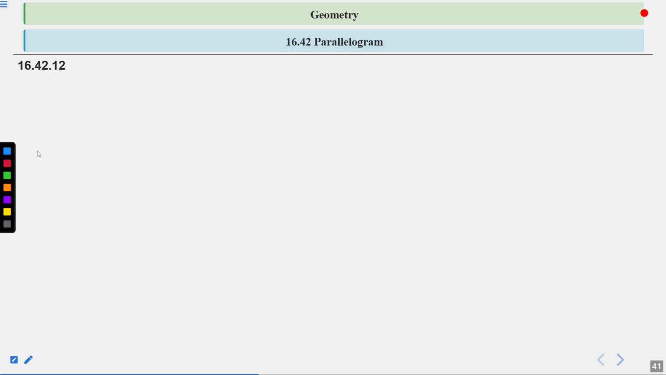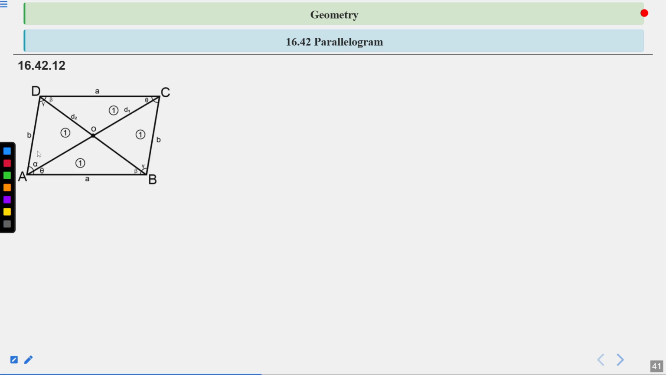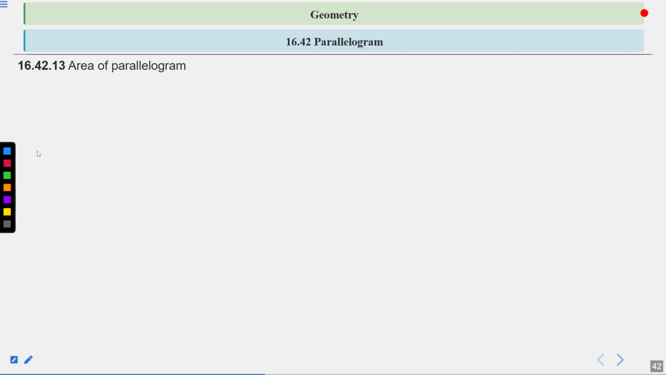Now the parallelogram 16.42.12. This is the diagram of the parallelogram. Now we can say that d1 square plus d2 square equals 2 times the sum of a square plus b square, where a and b are the sides of the parallelogram and d1, d2 are the diagonals of the parallelogram. Next one, area of the parallelogram.